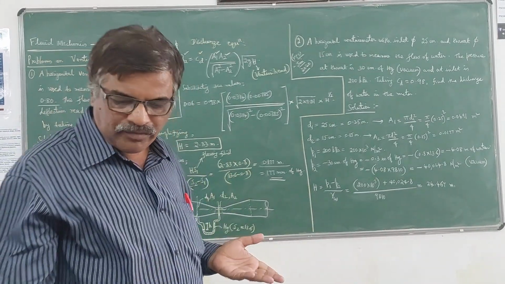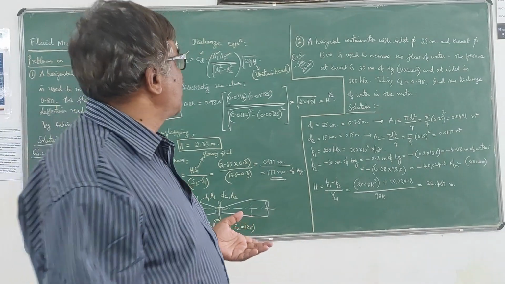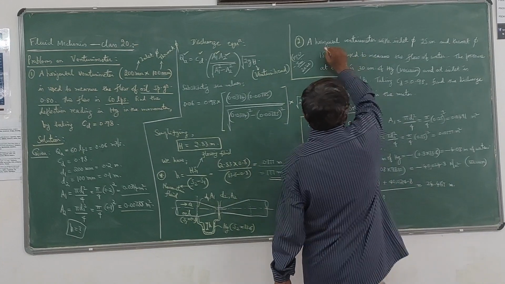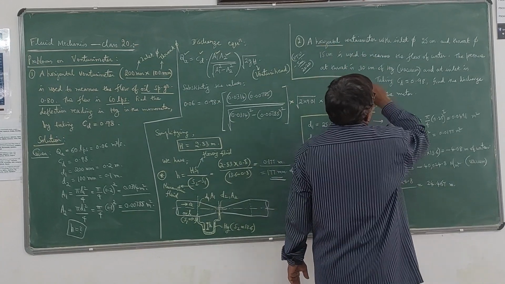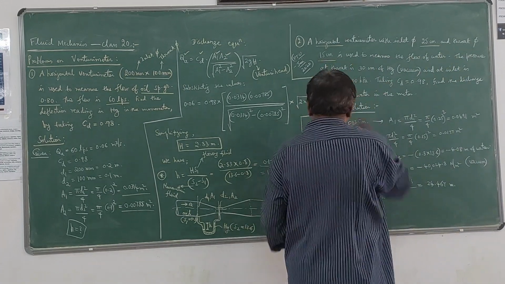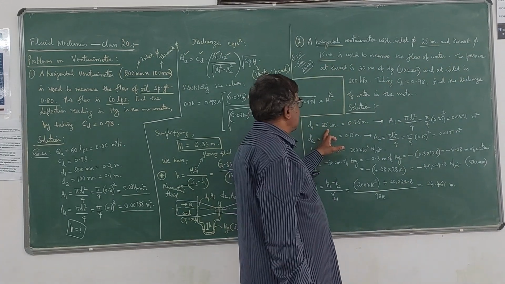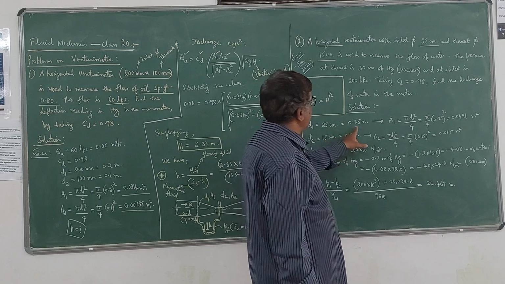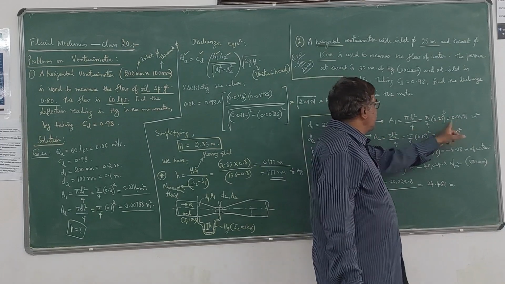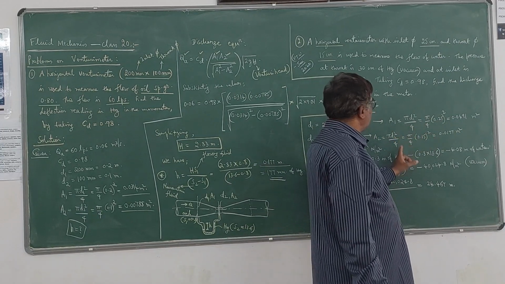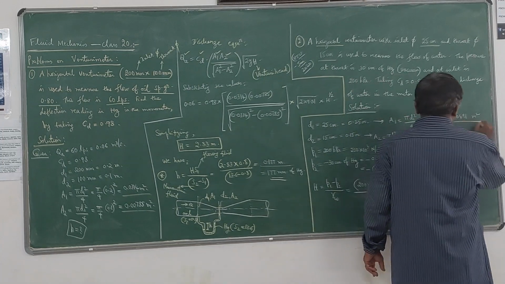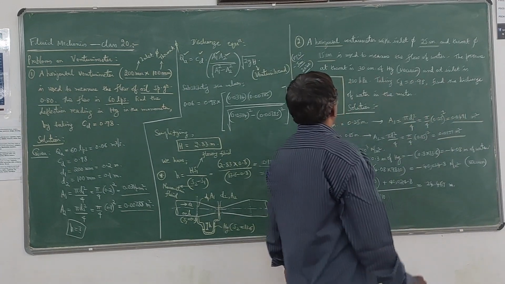Now the other problem is an examination problem. You can see here, this is VTU January 2020, a horizontal venturimeter with inlet diameter 25 centimeters and throat diameter 15 centimeters. That means D1 is 25 centimeters, D2 is 15 centimeters. You can convert that to meters, 0.25 and 0.15. Areas you can find out, A1 is πD1²/4, A2 is πD2²/4. So you get A1 as 0.0491 and A2 as 0.0177 square meters respectively.